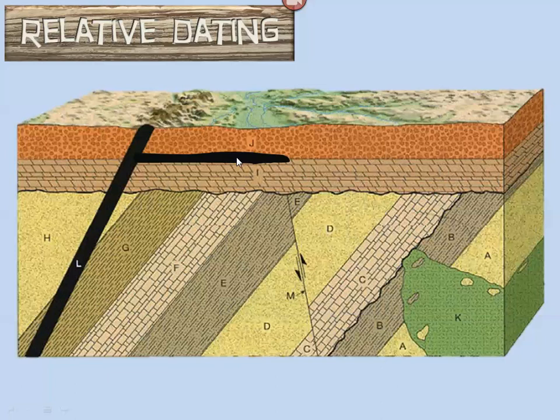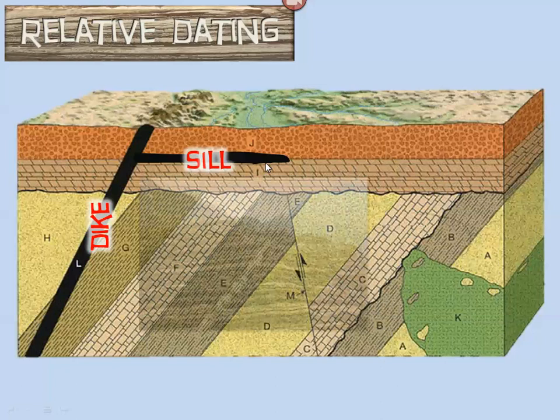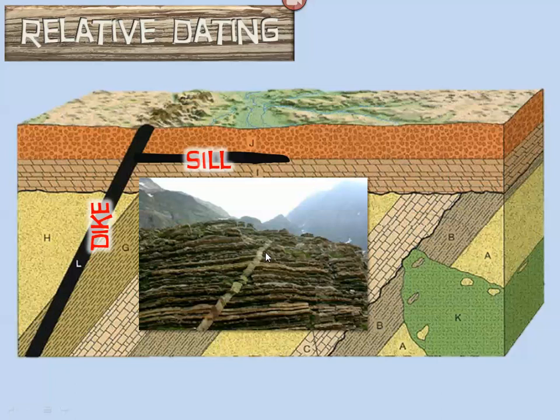What we call a real thin intrusion like this, we call that a dike if it's somewhat vertical. And if it's more horizontal, we call it a sill, kind of like a window sill. And here's an example of what one of those might look like. This is a dike, or kind of in between a dike and a sill. You might call it a dill, a syke. Maybe.